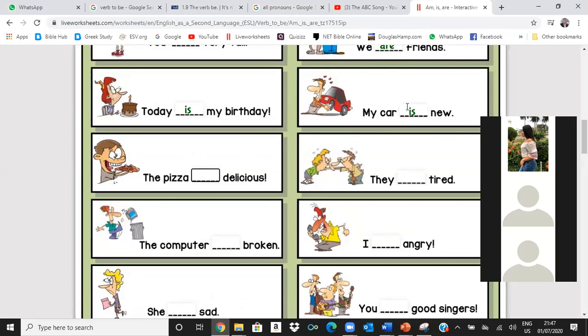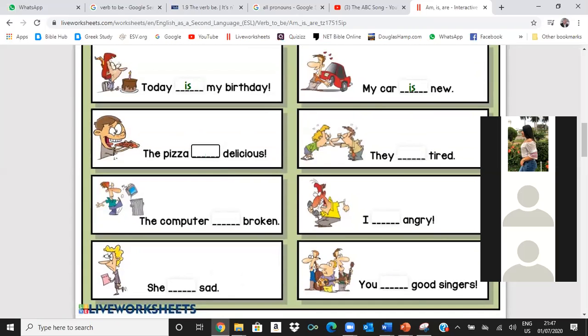Para describir un carro pueden también usar it. Pero en este caso yo estoy describiendo el adjetivo new. New, nuevo. Ajá. The pizza blank delicious. Is delicious.